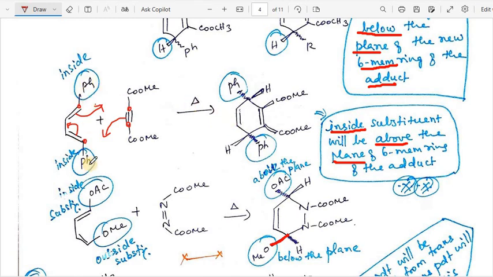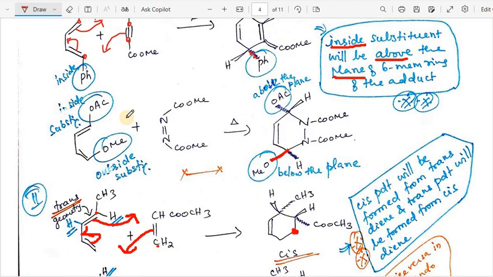And the phenyl substituents which are inside the diene, which is considered as inside substituent, will now be above the plane in the product. See here, in this bond the phenyl ring, and in this bond the phenyl ring will be there. This is the conclusion we are getting.